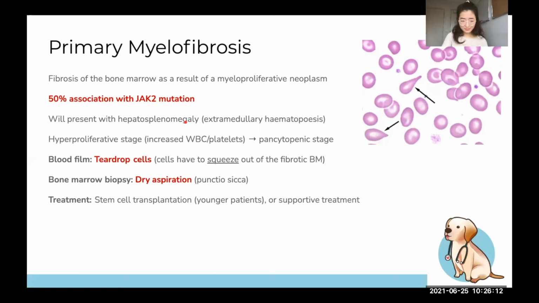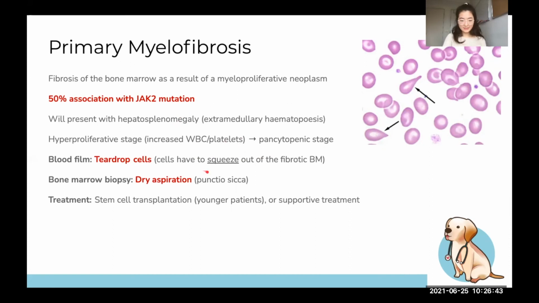And basically for your primary myelofibrosis, you start off in a hyperproliferative state and then go onto a pancytopenic stage. The reasoning for that might be you might have some kind of leukemia to start off with. Your bone marrow is producing a lot of cells to the point where it's not doing it properly anymore and it starts to become fibrotic. And as it becomes more and more fibrotic, your bone marrow will no longer be able to produce those cells, and that's why you get a pancytopenic stage.